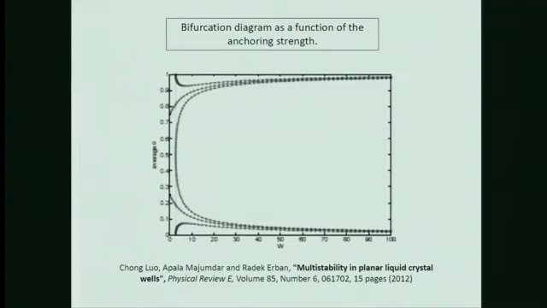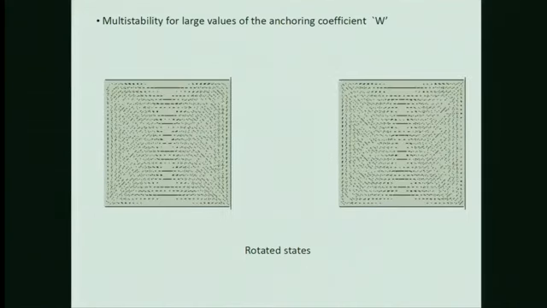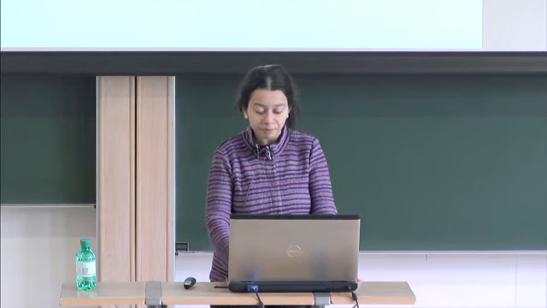So we have looked at the multiplicity of these solutions as a function of the anchoring coefficient. And the main point here is that we again recover multistability. We get the two diagonal solutions and the four rotated solutions, provided the anchoring coefficient is sufficiently large. And we can give quantitative estimates for this critical anchoring coefficient.